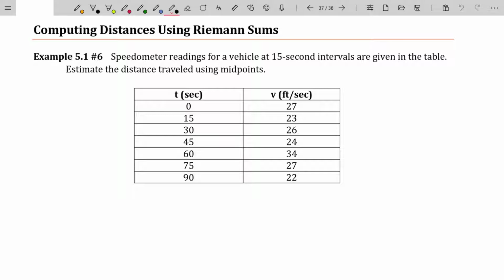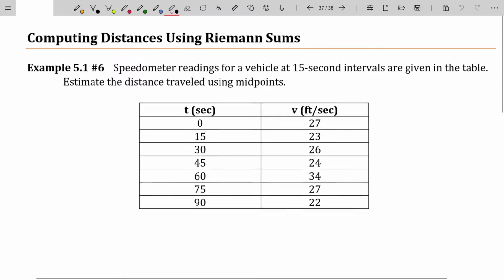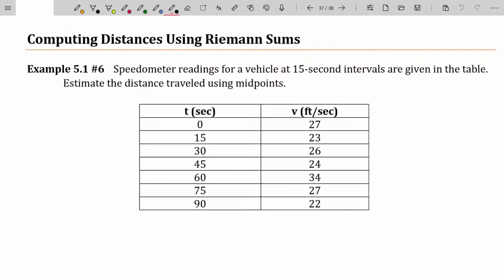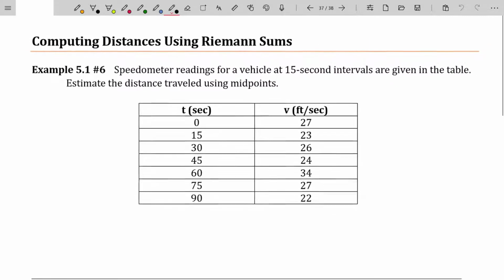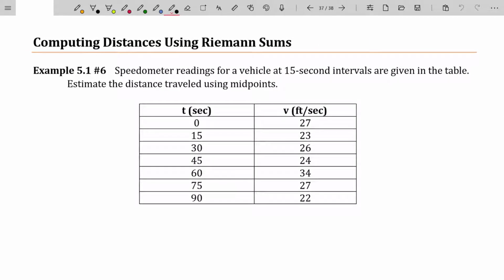So we're going to round out this whole video series on areas and distances by talking about distances. We've really focused only on areas so far. And the concept of using Riemann sums for distances is really an application topic. So that's why I'm just doing a couple of applications in this video.